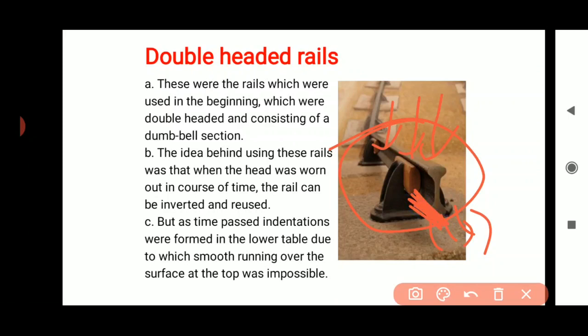Okay, so when we invert this rail to use this foot as head, due to the presence of the marks, it doesn't give a smooth running surface, for which it was no longer used.